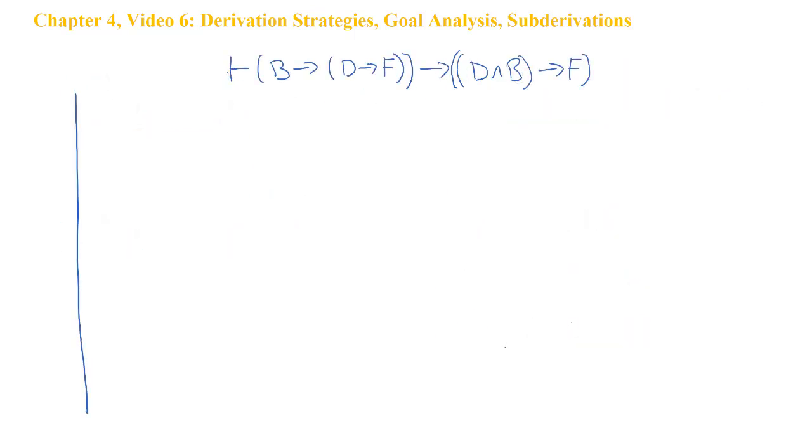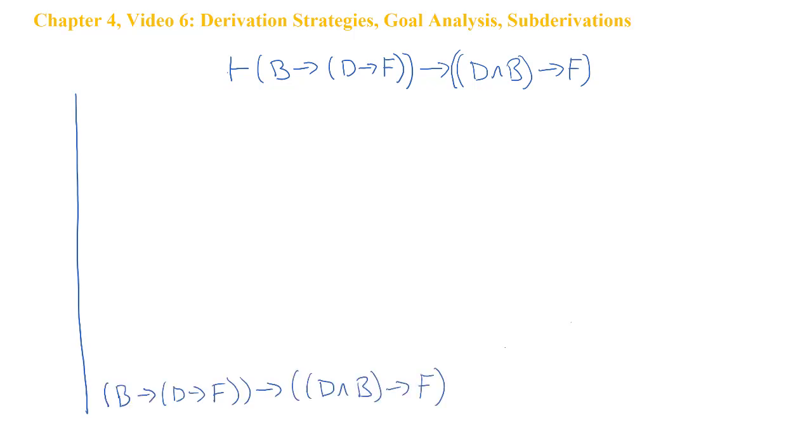Now here is a rather daunting looking derivation. There are no primary assumptions, and the goal is a rather complex formula. If we read it, it says this: if b then if d then f, then if d and b then f. Where do you begin? Well, you can't work top down here because there are no primary assumptions, so we have to use the goal analysis method. And actually, though this is complex looking, the goal analysis method will basically do all the work for us. So let's write in the whole formula at the bottom of the scope line.